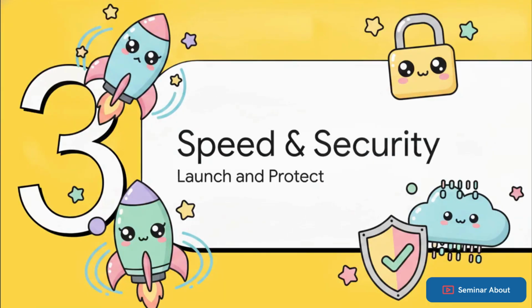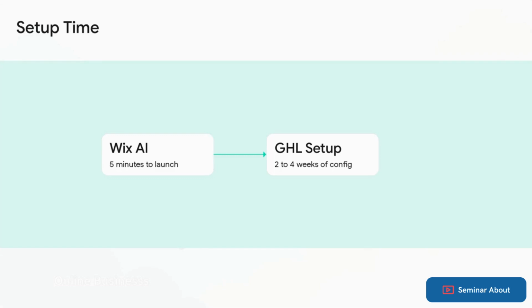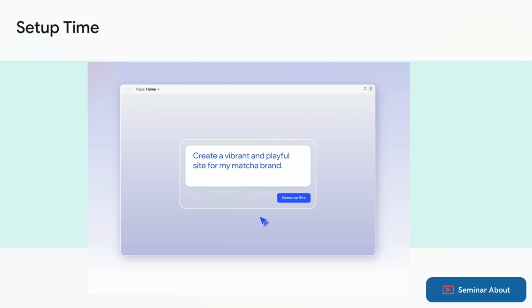Okay, Section 3, setup speed and security. Because look, having the best features on the planet doesn't really matter if it takes you 6 months to launch, or if your customer data gets hacked. So how does this play out in the real world? Well, with Wix, their AI builder, Aria, literally asks you a handful of questions and bam, you can have a fully functioning store live in about 5 minutes. Zero coding, zero server management.